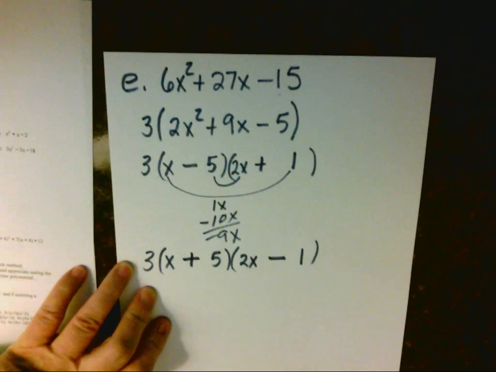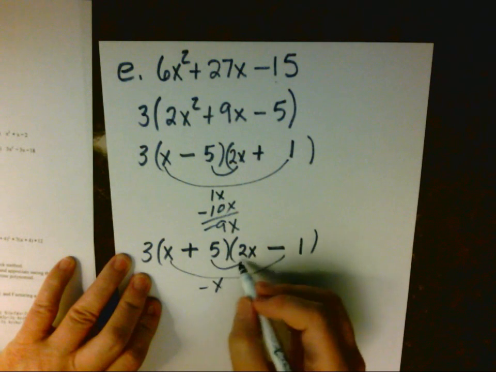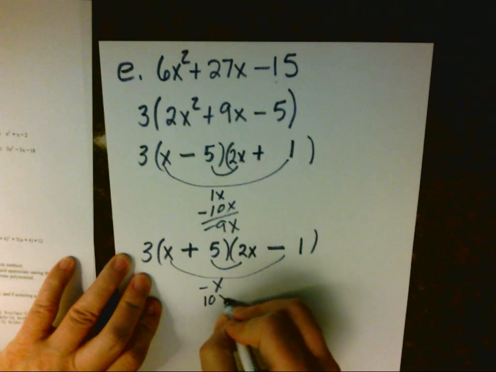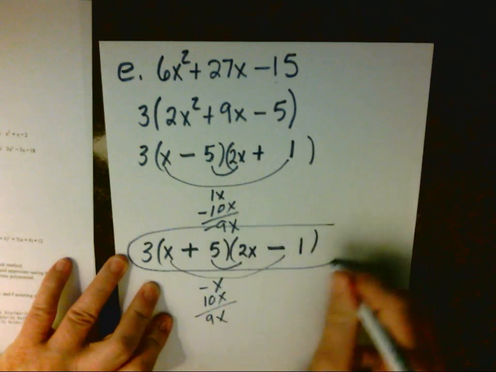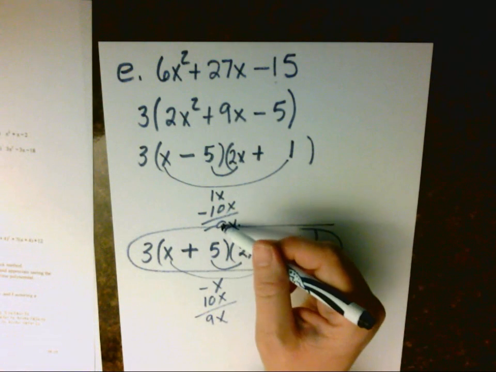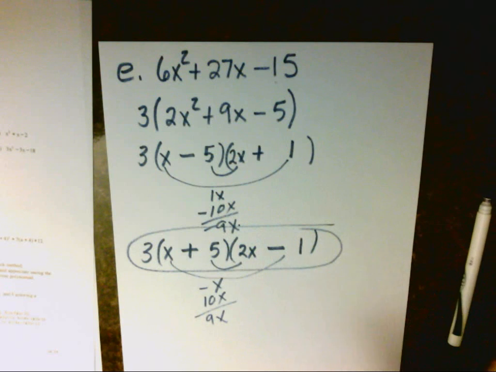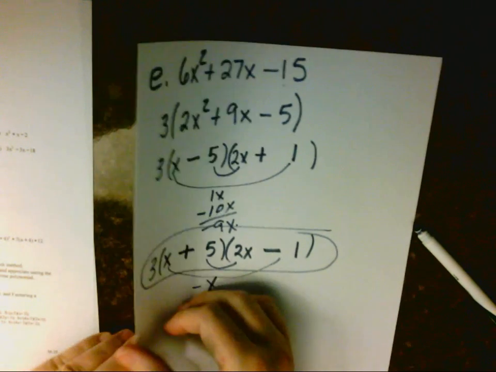Let's see if that fixed it. Okay, that's going to give me a negative x on the O, and the inside would be a positive 10x, and that gives me a 9x. Yippee, that's it. Okay, if you have the right thing except for the sign, then leave everything in place except switch your signs. Okay, that's E. Let's look at F.